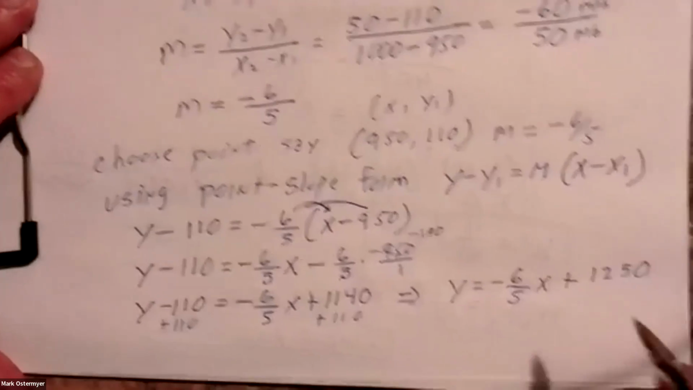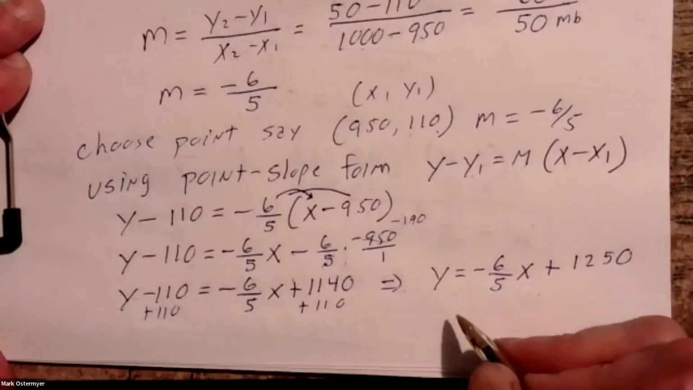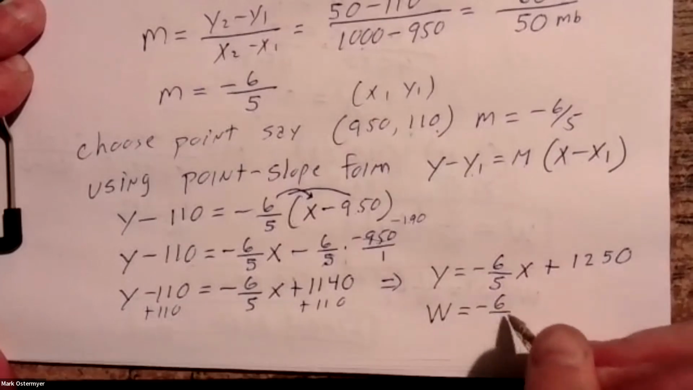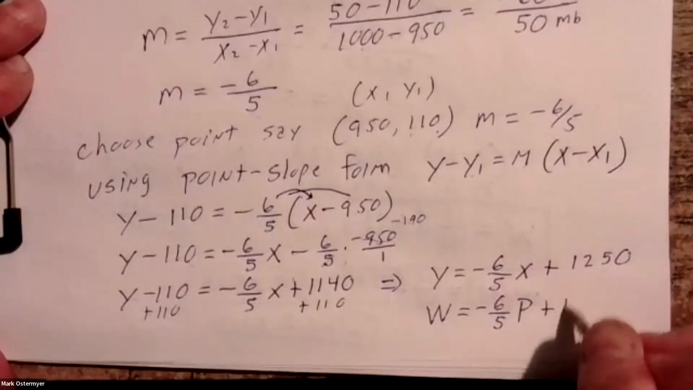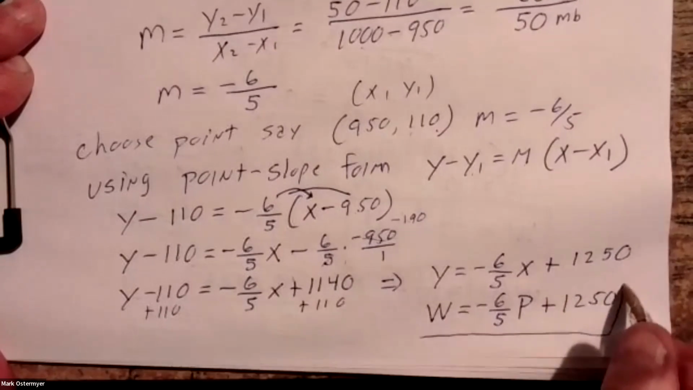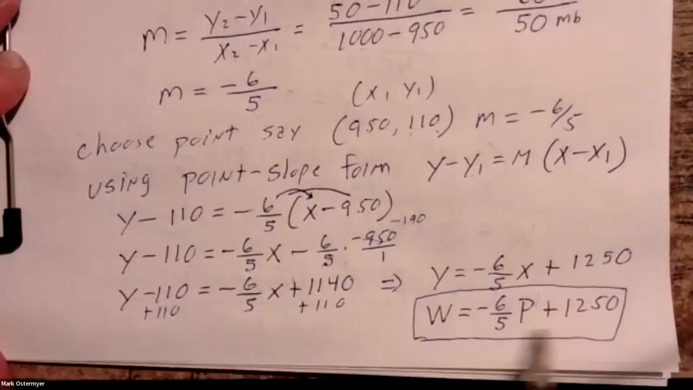1250. But ladies and gentlemen, my y variable was really called the what? The wind speed variable. So the wind speed is going to be equal to -6/5 times the pressure of the storm plus 1250. We have modeled the atmospheric pressure versus wind speed of a hurricane according to a linear function. There you go. And we're done.